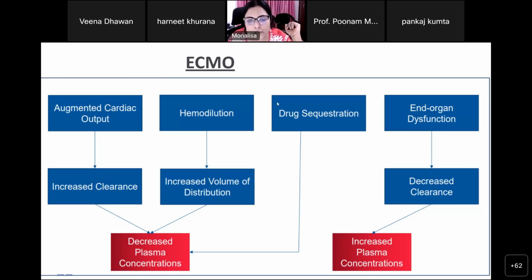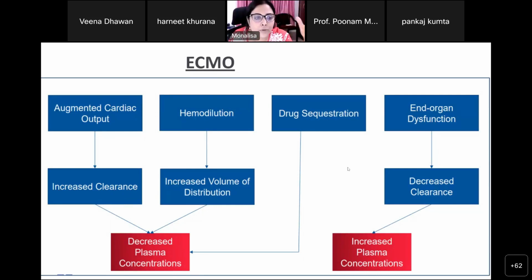Also, there is a lot of drug sequestration. Now, where does this drug sequestration take place? There is tubing, there is the oxygenator, there are cannulas. Everywhere the drug sequestration can take place, which will also lead to decreased plasma concentration of the drugs. So these are the factors which are going to cause decreased plasma concentration of the drug. Similarly, as in critical illness, ECMO will also lead to end organ dysfunction like kidney dysfunction and liver dysfunction, impairing clearance of the drugs, and this decreased clearance can also lead to increased plasma concentration of the drugs.